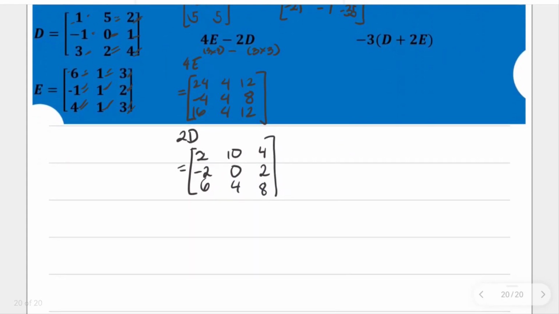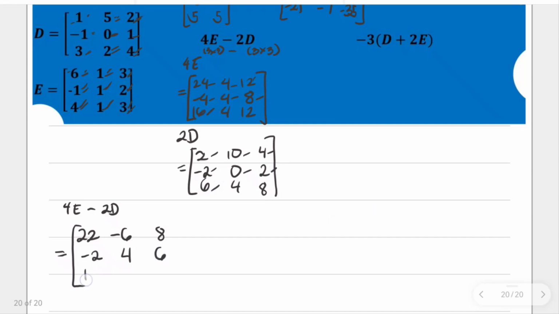Okay. Now that we have these two results, for 4E minus 2D, subtract the results. 24 minus 2, 22. 4 minus 10, negative 6. 12 minus 4, 8. Negative 4 minus negative 2, so that's actually plus: negative 4 plus 2 is negative 2. Don't forget the double negative property, especially for integers. Next, 4 minus 0 is 4 as well. Next, 8 minus 2, 6. 16 minus 6, 10. 4 minus 4, 0. 12 minus 8, 4. So this is the result for 4E minus 2D. We'll have this matrix here.